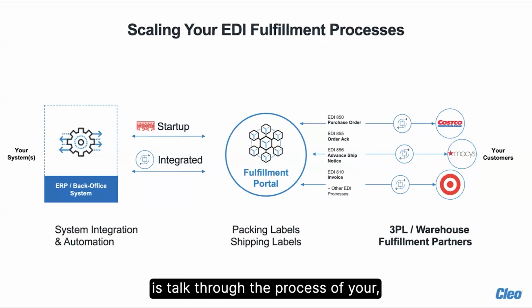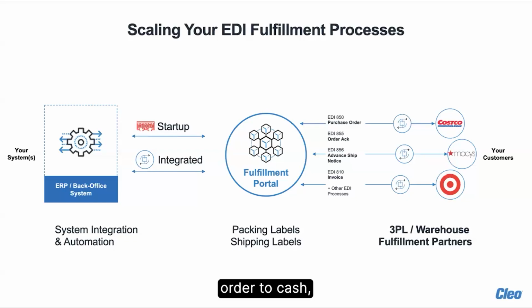So what I want to do is talk through the process of your order to cash, including the sell, fulfill, and bill side of your equation. And you'll see here I listed a handful of different documents: order, acknowledgement, ship notice, invoice. These are just examples, just example customers.